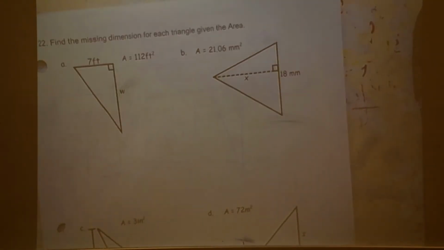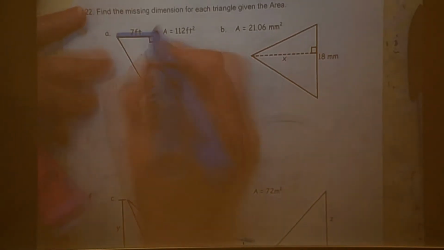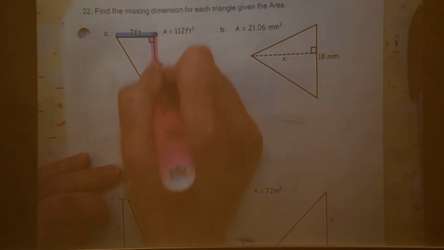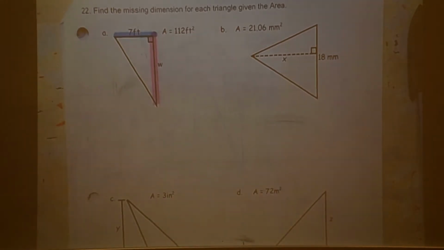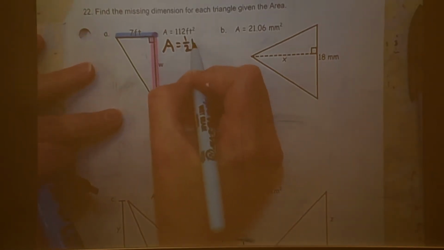You might want to go with that option. We can also find the missing dimension of a triangle the way we found the missing dimension of a quadrilateral. So I would want to make sure that I had identified my base and my height, that they make a 90-degree angle. Once you have your base and your height at a 90-degree angle, figure out what you have and what you're missing. Area equals 1/2 base times height.